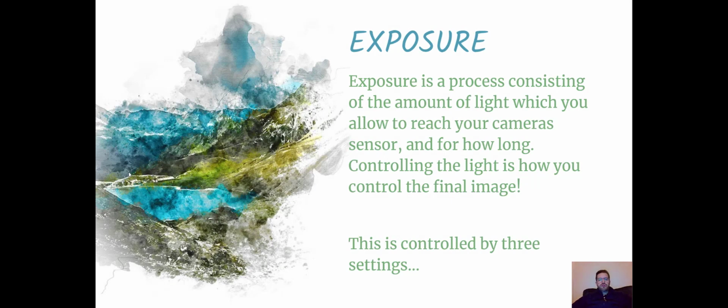And this is done through controlling light. So this is where exposure comes in. Exposure is a process consisting of the amount of light which you allow to reach your camera's sensor and for how long. Controlling the light is essentially controlling your image because you can't see anything without light, of course. So the way you manipulate that light really can improve or actually worsen your photography.